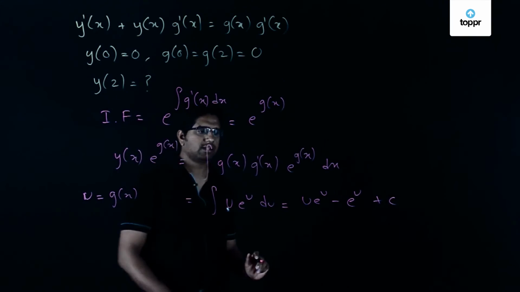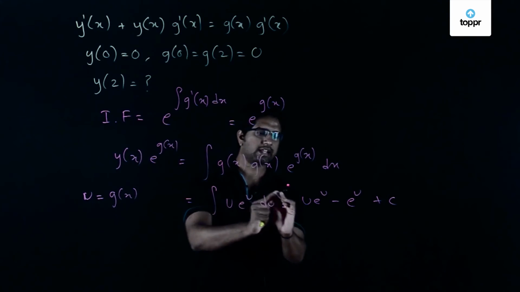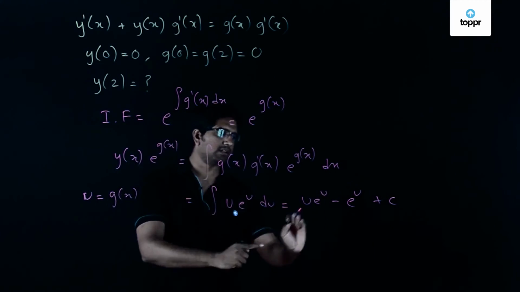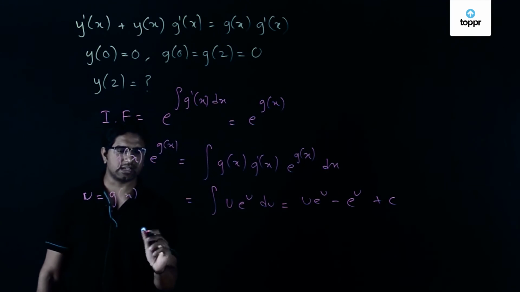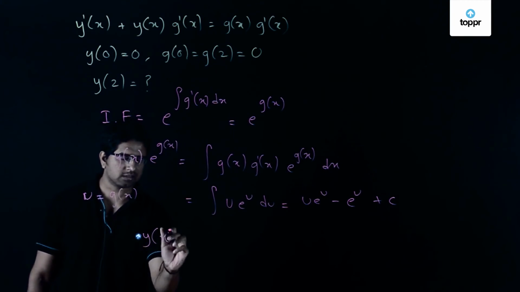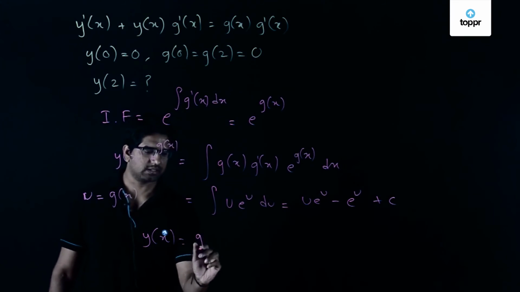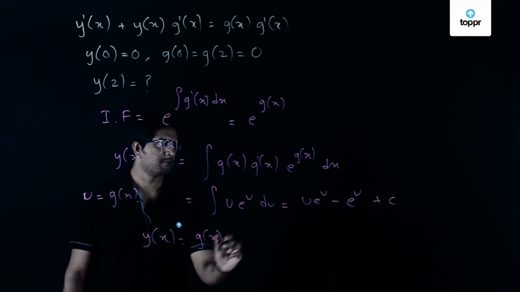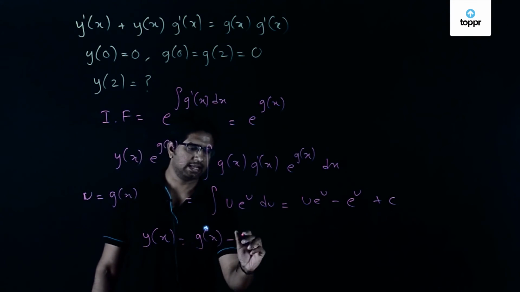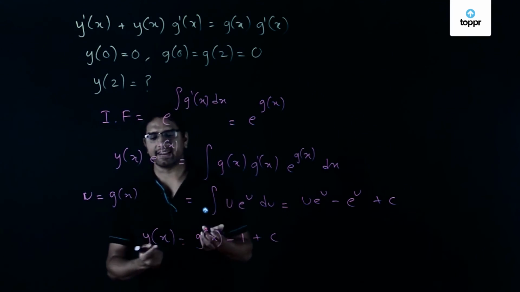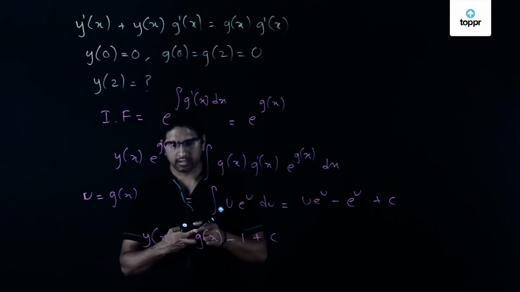So, we have got things. Again there is this e power g of x, therefore we can cancel it out from both sides and write the equation as y of x equals, since u equals g of x, g of x minus 1 plus c. So, this is the equation which we get relating y of x and g of x.